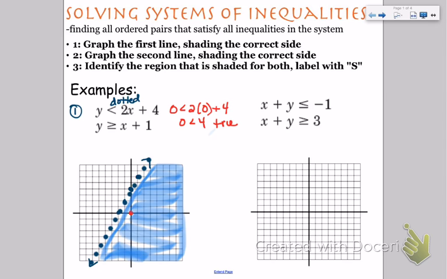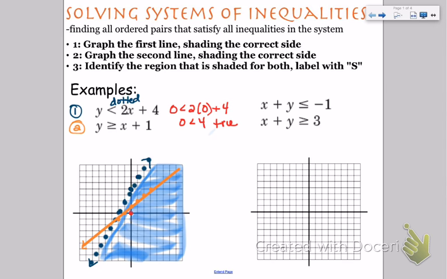Now let's go ahead and do step 2 where we graph our second line. I'll use orange for this one. We have a y-intercept of positive 1 and a slope of 1. So I plotted a few points, and for this one I need a solid line because it is a greater than or equal to. So let's find my line and make it solid.